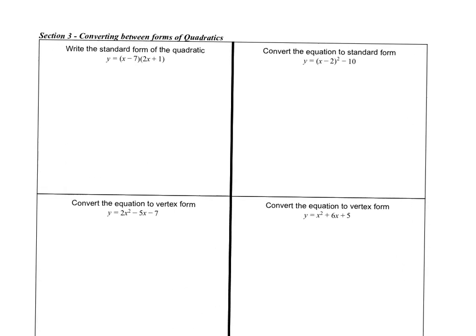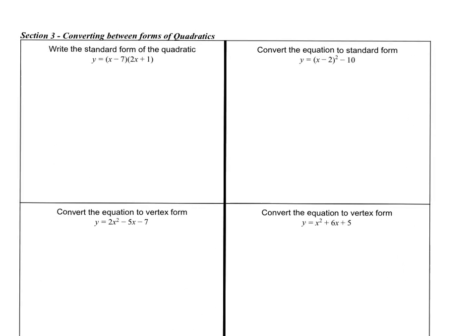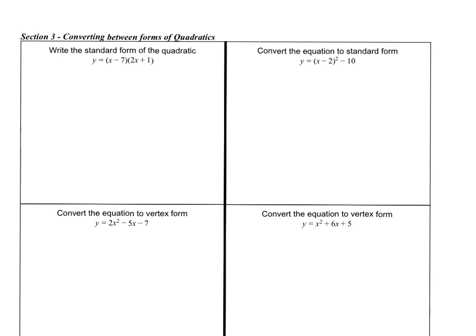And then in section 3, we talked about converting between forms of quadratics. All right, so this is where we're going to do the math to go between standard form to vertex and intercept and vice versa. So we want to take our quadratic that is currently in intercept form and put it in standard form. So what we do is we distribute. Okay, everything in the first set of parentheses multiplies to everything in the second.